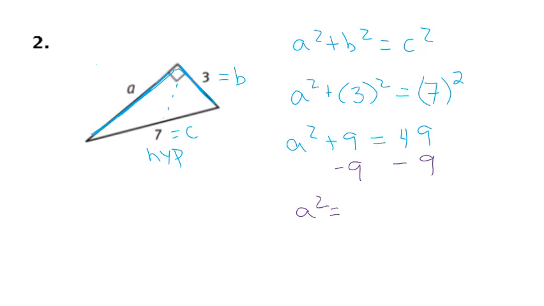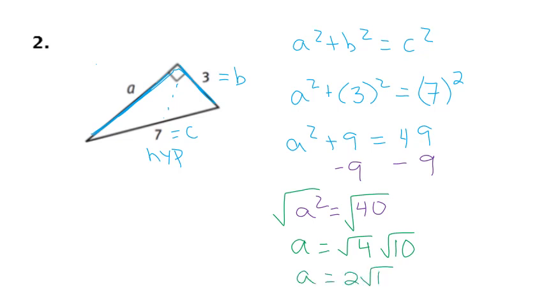So a squared is equal to 40. And then we have to take the square root. But again, we want our answer in simplified radical form. So a perfect square that goes into 40 is 4, and 4 times 10 gives us 40. And so our answer would be 2 radical 10.